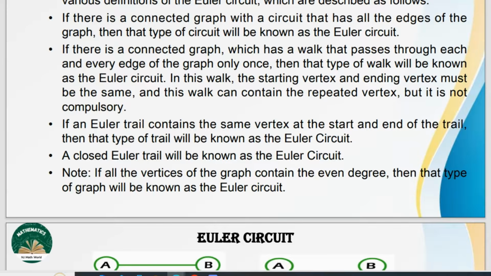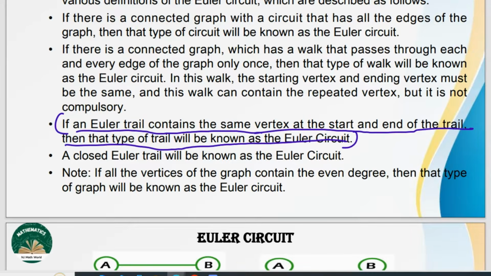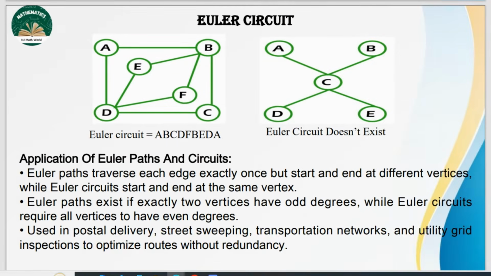So you can read this as a point. If an Euler trail contains the same vertex at the starting and ending of the trail, then the type of trail is called as Euler circuit. Then you have what is a Euler circuit. So here they have given, here the degree is 2, here it is 1, 2, 3, 4, here it is 1, 2, here it is 1, 2, 3, 4, then here it is 1, 2. So yeah, we are just moving on. How to identify it is a Euler circuit?